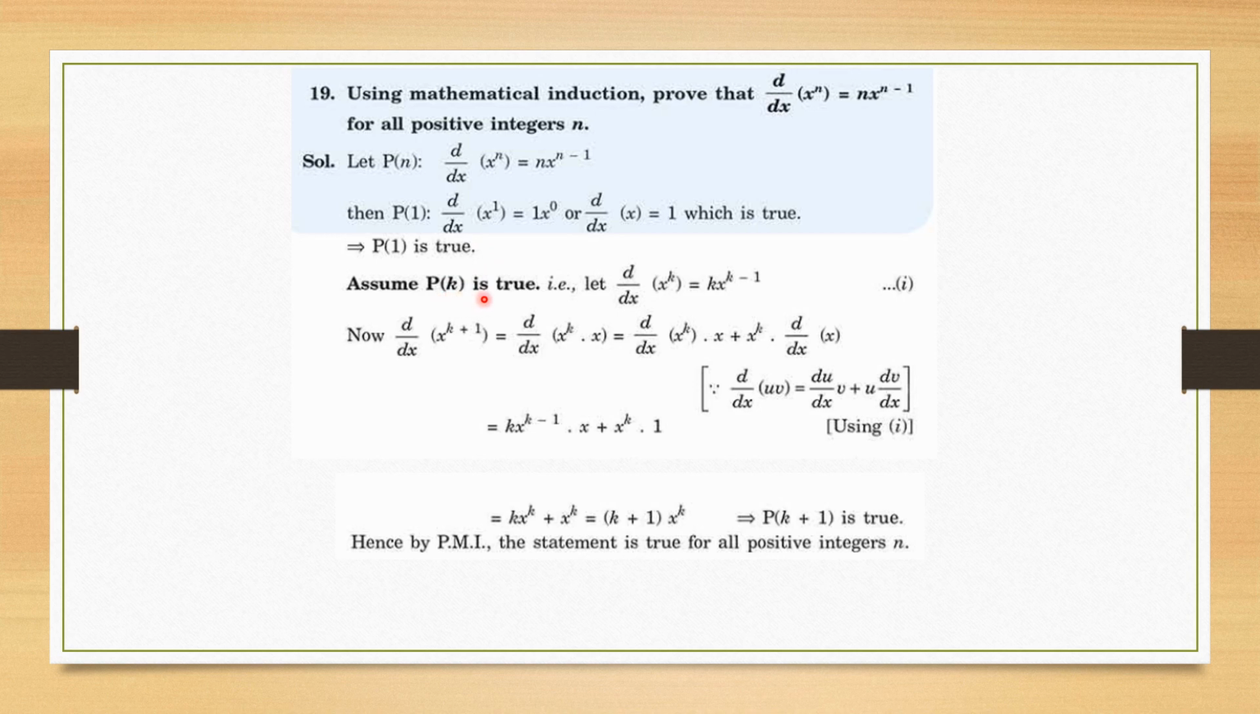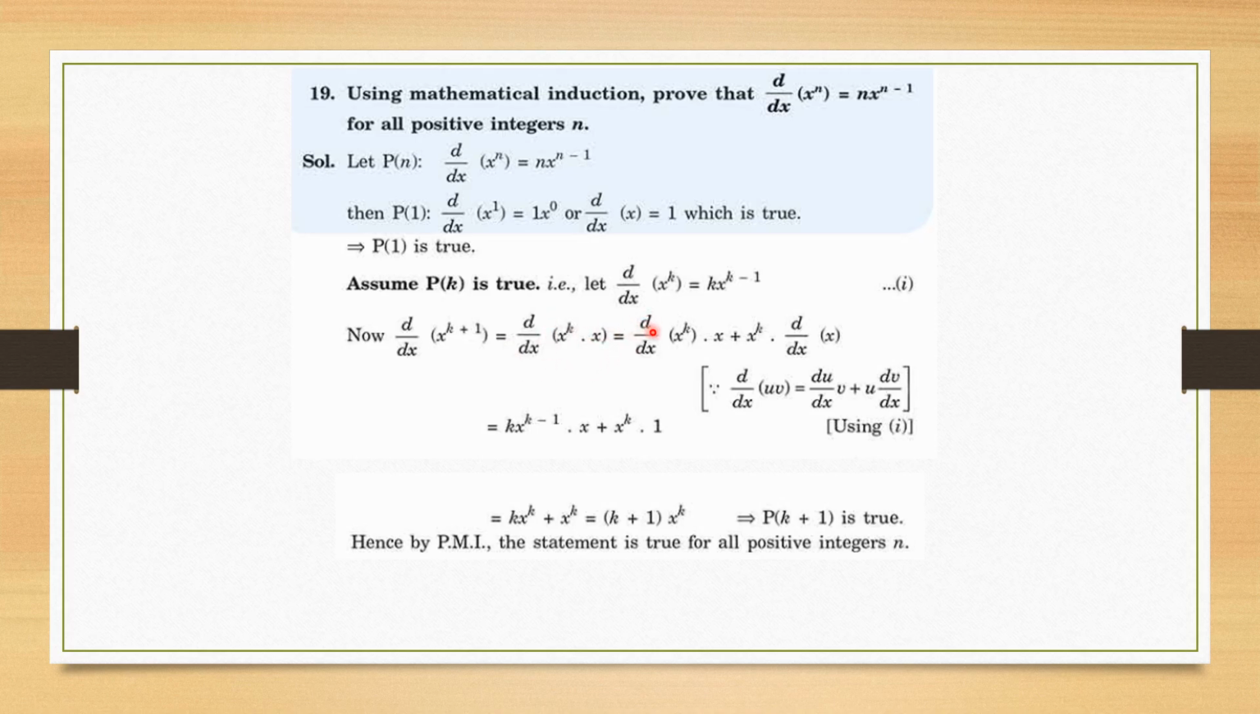So next step is, let us assume P(k) is true, that is d/dx of x raised to power k is k x^(k-1). Now d/dx of x raised to power k+1, which is d/dx of, now break this as x raised to power k into x, because we have to use this value. So as it is the product rule, don't get confused here, you have to apply the product rule, because derivative results are applied here.